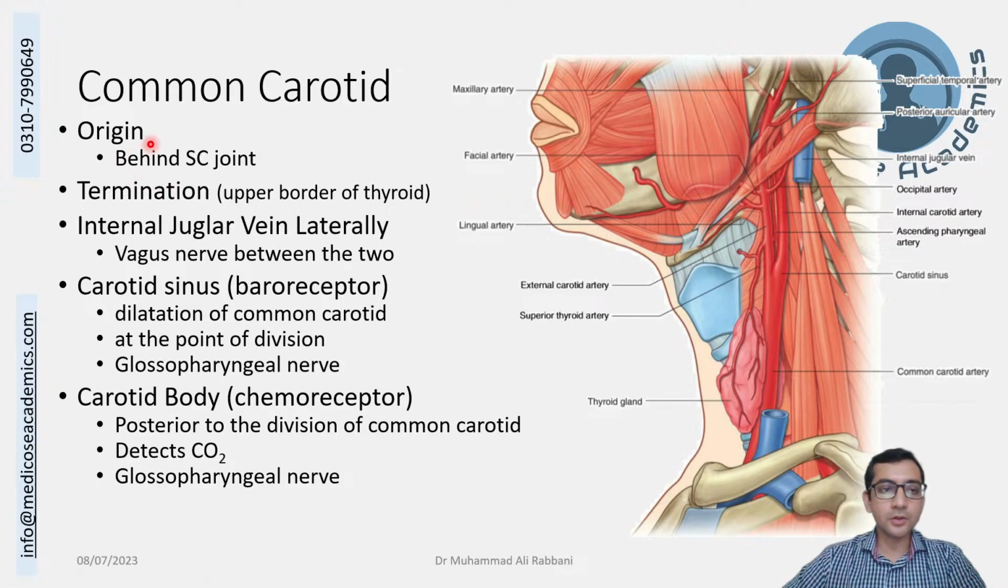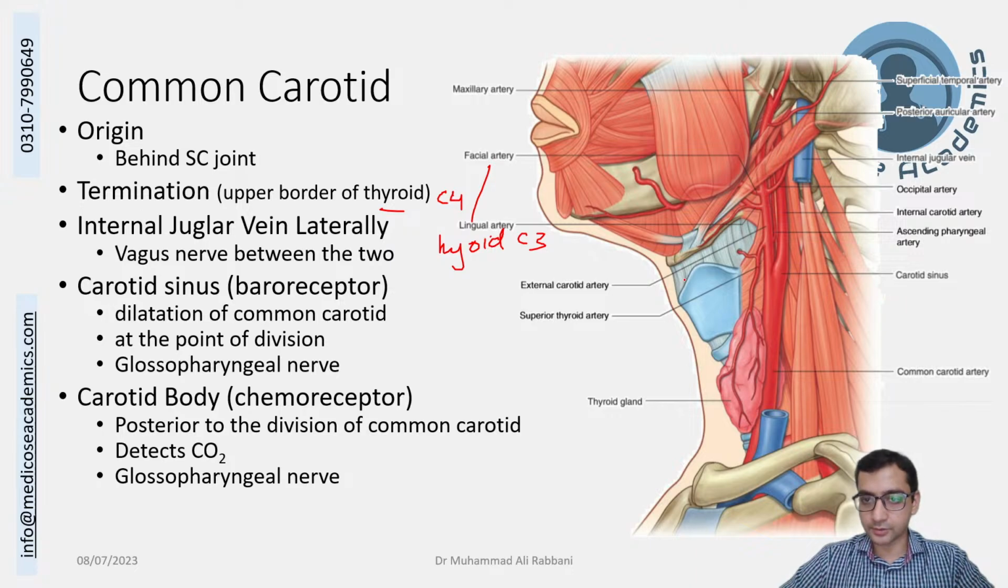So this is what we talked about till now. The origin point behind the sternoclavicular joint and the termination point at the level of the thyroid cartilage, but I added to this that in addition to the thyroid cartilage, the hyoid bone can also be a correct answer. In this particular picture, it is shown at the level of the thyroid cartilage. The vagus nerve is present between the two. The internal jugular vein is lateral. We will see the relations shortly.